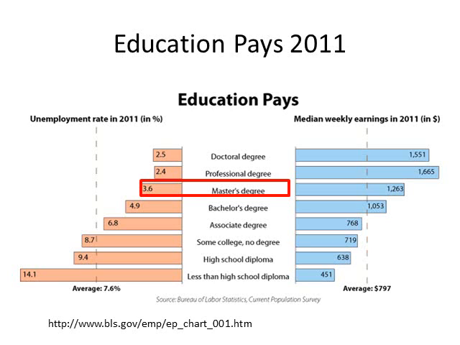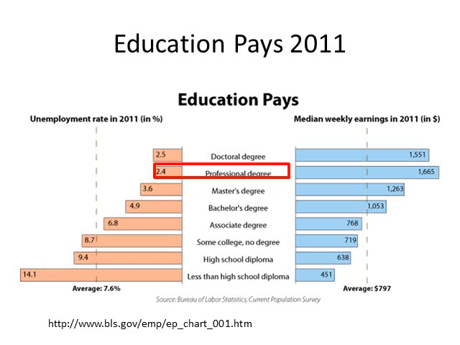Individuals with a master's degree have an unemployment rate of 3.6%. Workers with a professional degree such as law, medicine, or dentistry have an unemployment rate of 2.4%. Workers with doctoral degrees have an unemployment rate of 2.5%. So let's look at the way economists break down unemployment and see how unemployment is naturally occurring.